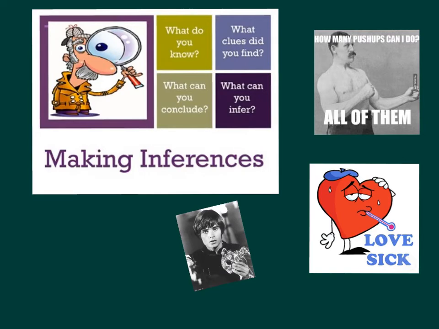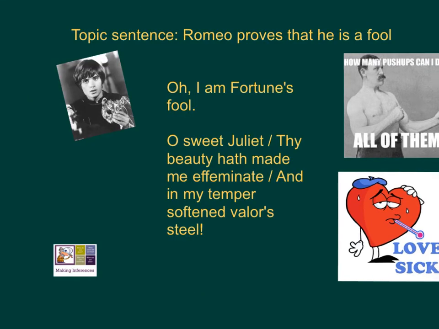Here's an example. Okay, so when you choose a quotation, when you choose language from the text that you like, you are looking for words, lines, and ideas that are particularly relevant, revealing, and powerful. Words that do more than restate some assertion, but words that provide, when you analyze them, more insight into your ideas. Here's that example I was telling you about. The topic sentence says, "Romeo proves that he is a fool." That's not a bad assertion to make. It's one that you actually have to demonstrate by pulling out some evidence.